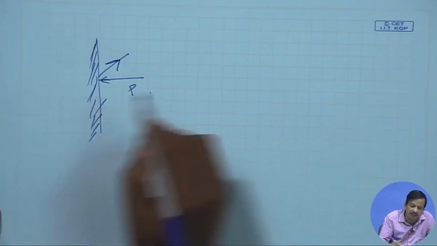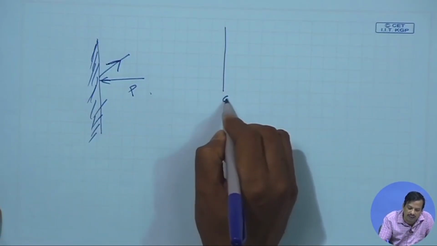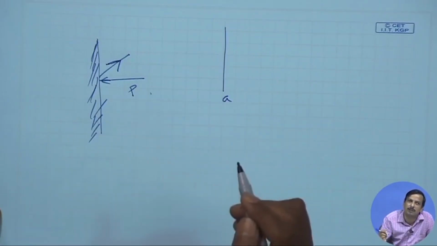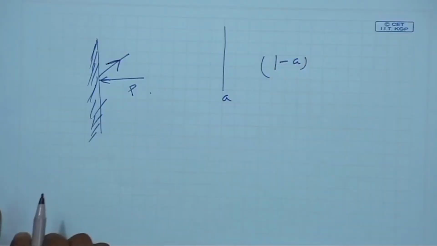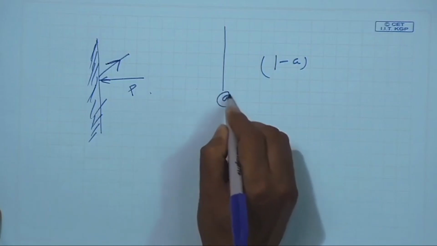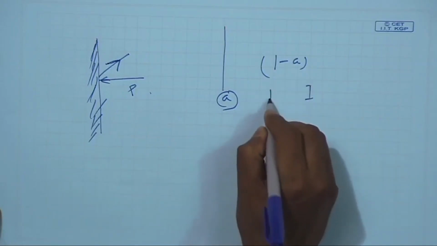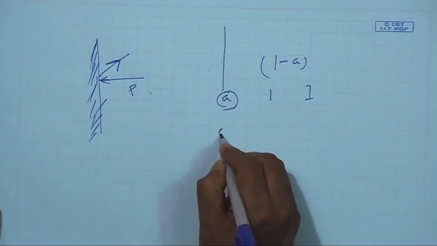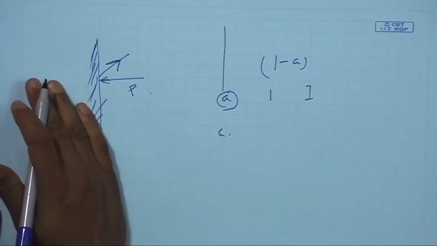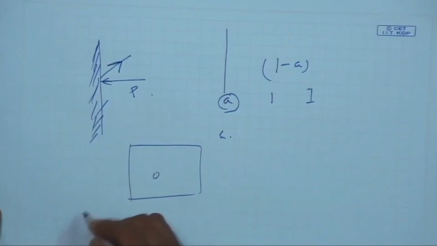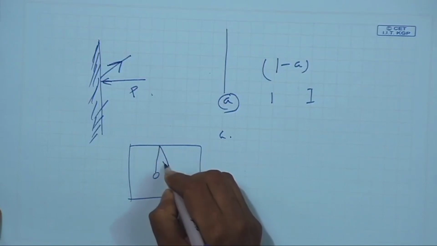Okay. So, if a surface has an absorption coefficient A, that means if P is incident on that surface, P into A will be absorbed by the surface. So, the reflected is 1 minus A. A is called the absorption coefficient. If unit pressure 1 is incident, A will be absorbed by the surface and 1 minus A will be reflected by the surface. Now, in a room, if I create a sound, A will be absorbed and 1 minus A will be reflected.